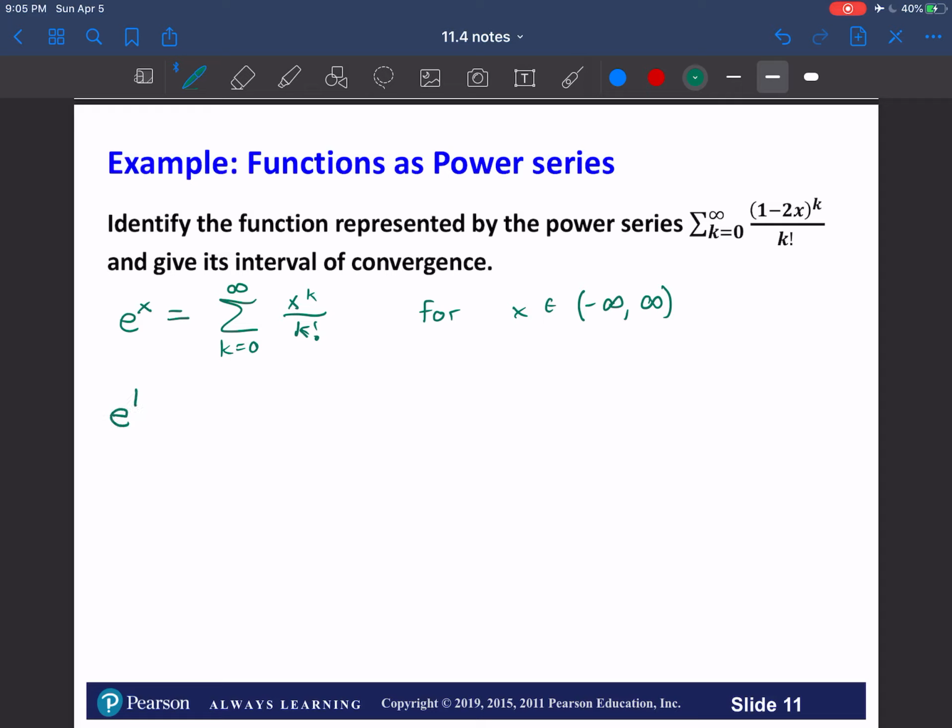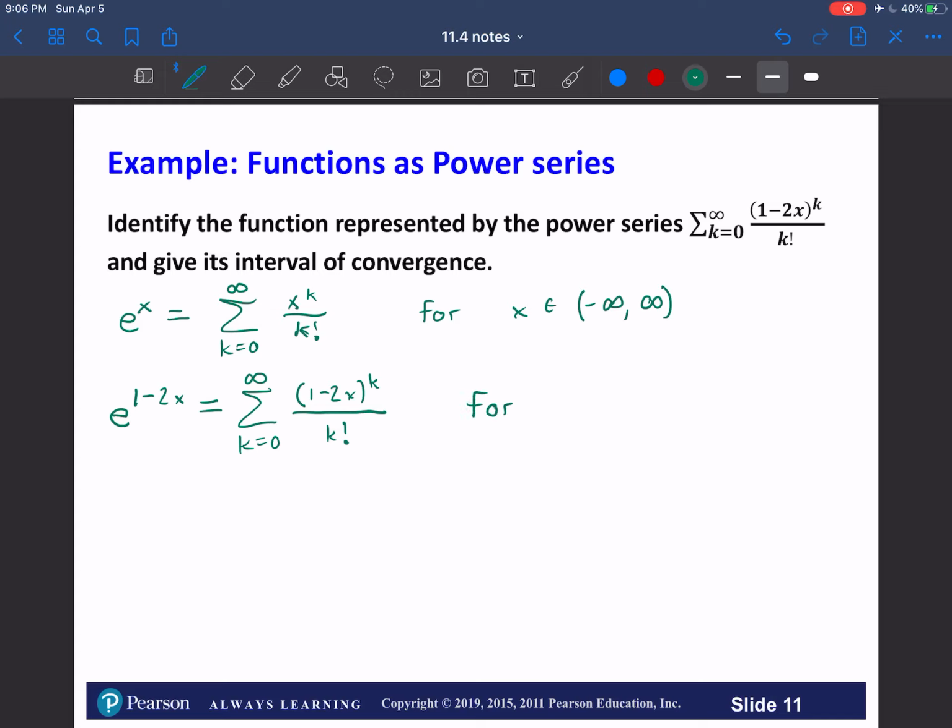So we can write that e to the 1 minus 2x is equal to the sum from k equals 0 to infinity of (1 minus 2x) to the k over k factorial. All we did was replace this x with 1 minus 2x. All right? And so now the idea is, how does this change the interval of convergence?